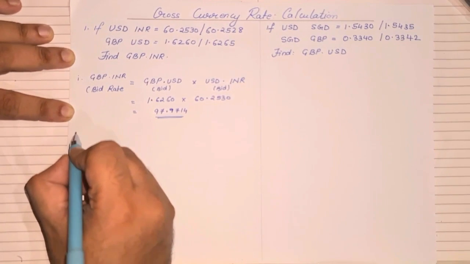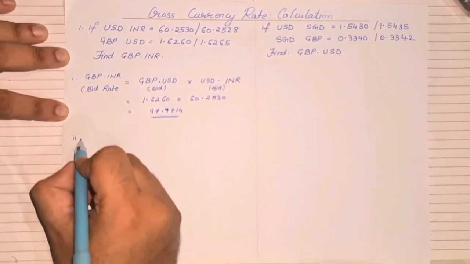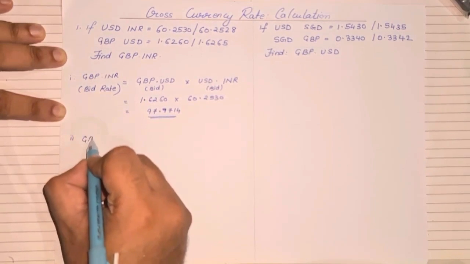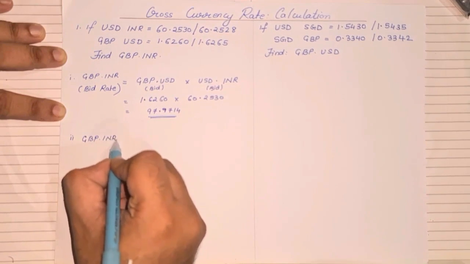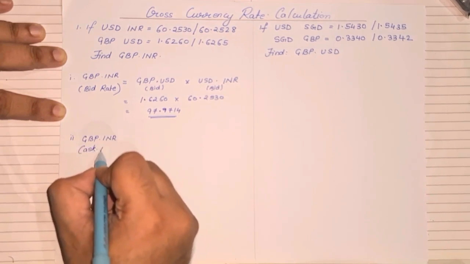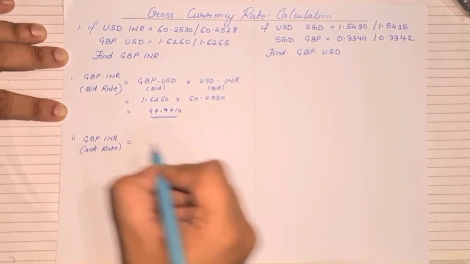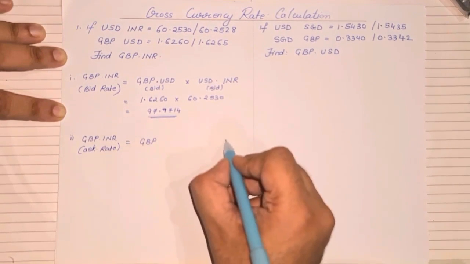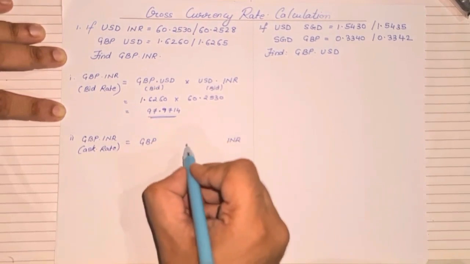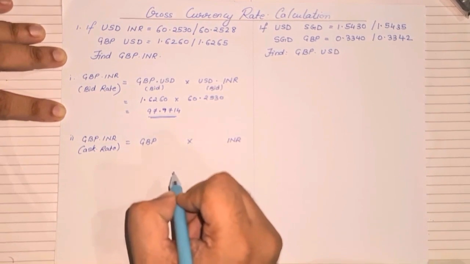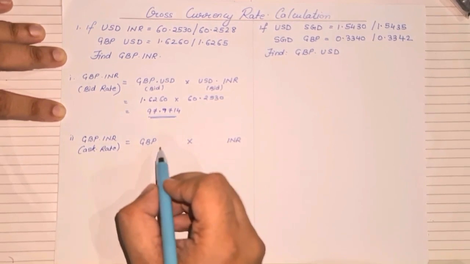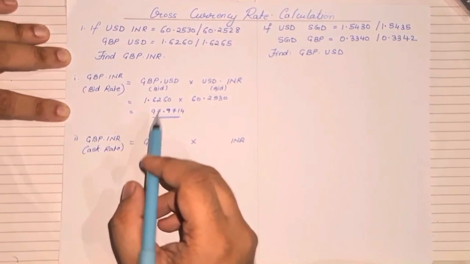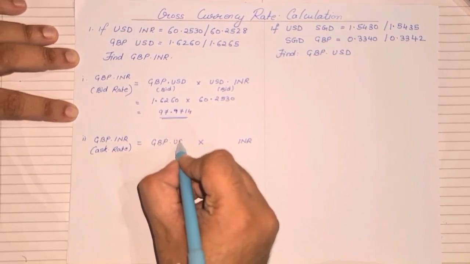Similarly, now the second one. We found the bid rate; now we need to find the ask rate, or the selling rate. So again, GBP to INR, we are going to find the ask rate. Again, the funda is the same. We take the first value, GBP, and keep INR at the end. In between we put the multiplication sign, and thereafter whatever was the third currency. In our case, the third currency was USD, so we will use USD on both sides.